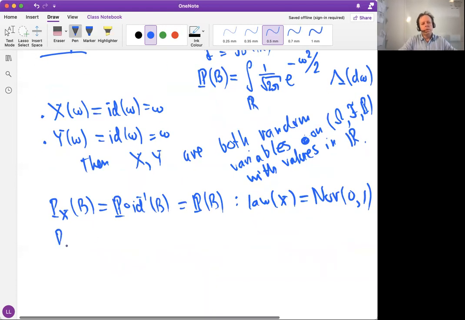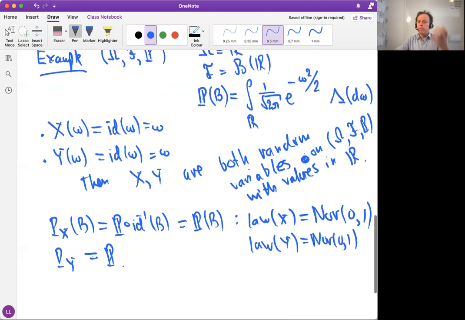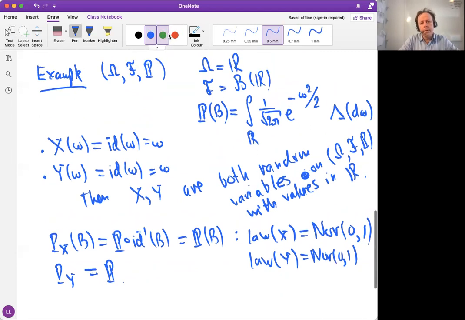If you look at what's the law of Y? Well, you get the same. The law of Y is also equal to P, so we conclude that the law of Y is also a standard normal distribution on the real line. And we know that the standard normal distribution on the real line admits a density, and this is the famous Gaussian density, of course.